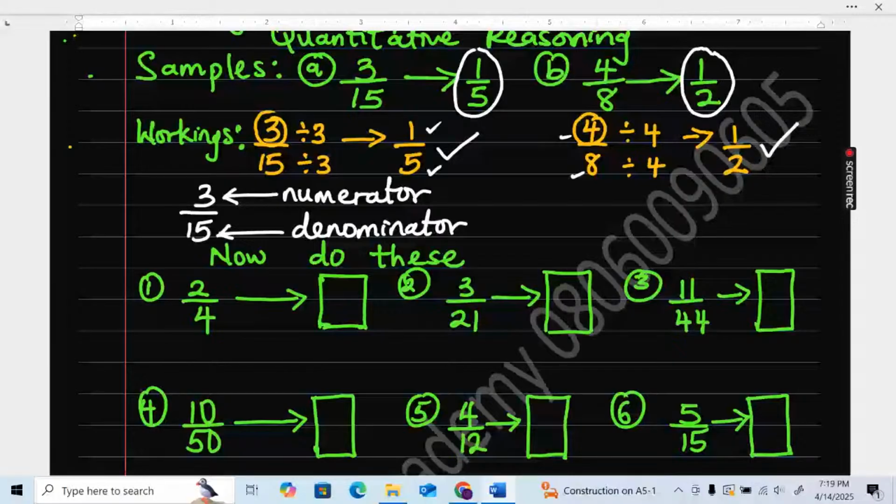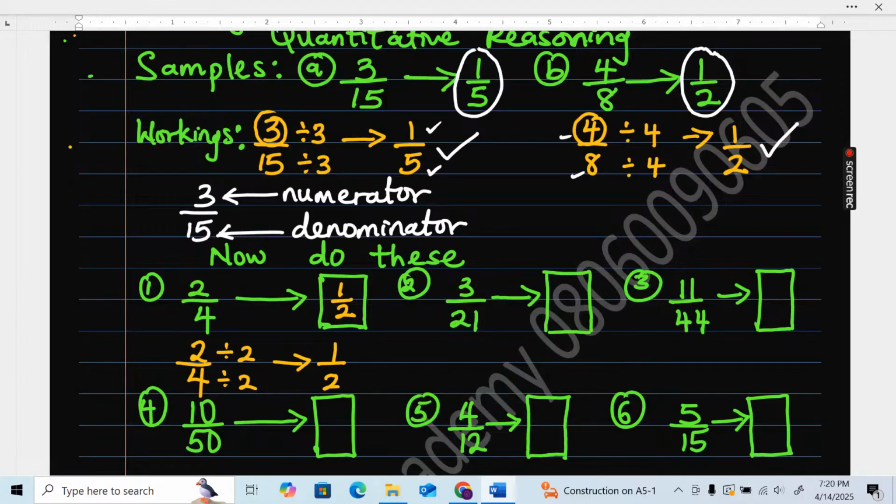Corrections. Now let's see, 2/4. To work out the answer, we have to divide the fraction by the numerator. The numerator is the number that is above, which is 2. So I'm going to divide by 2. 2 divided by 2 is 1, over 4 divided by 2, that's 2. So our answer is 1/2. So in the box here, I'm writing 1/2.